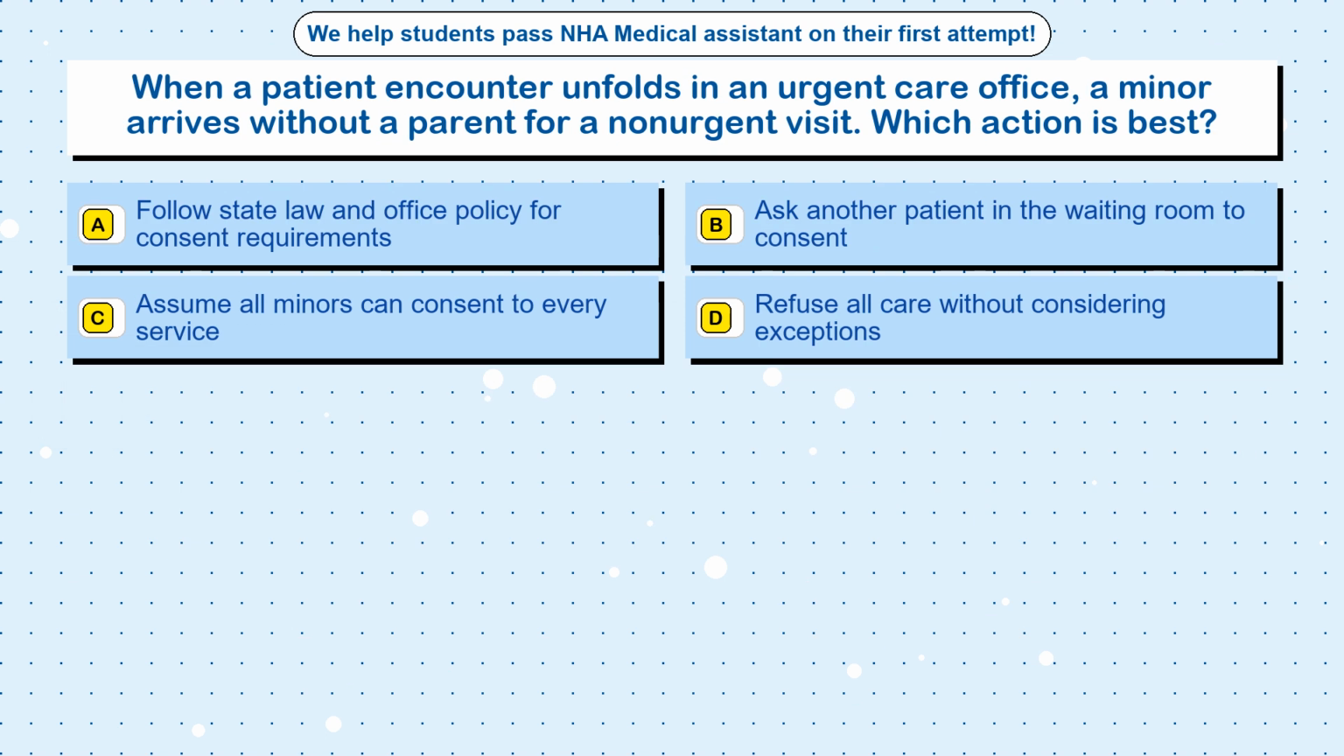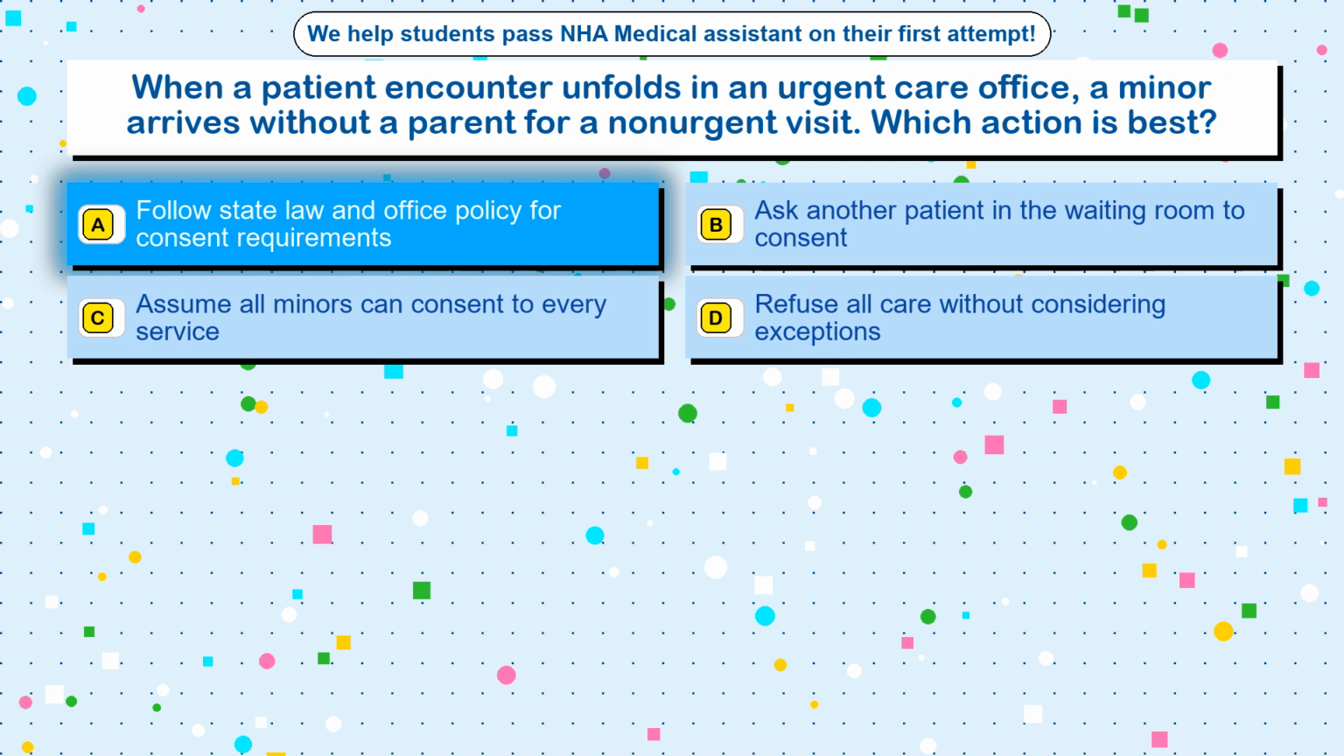Question 99. When a patient encounter unfolds in an urgent care office, a minor arrives without a parent for a non-urgent visit. Which action is best? Option A. Follow state law and office policy for consent requirements. Option B. Ask another patient in the waiting room to consent. Option C. Assume all minors can consent to every service. Option D. Refuse all care without considering exceptions. The correct answer is option A.